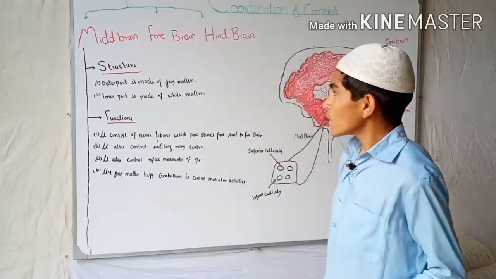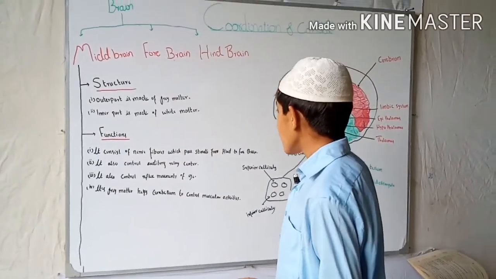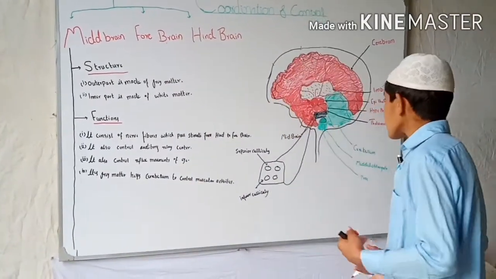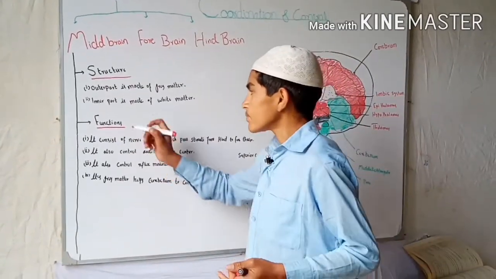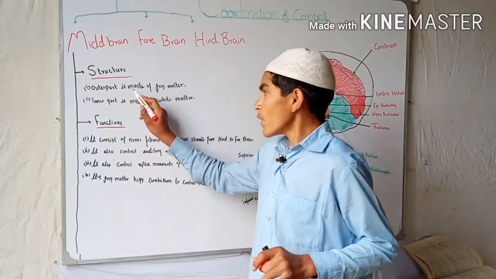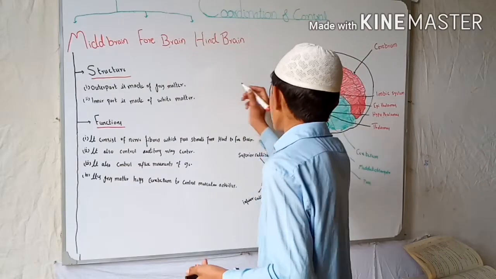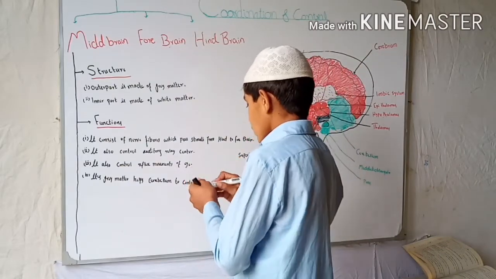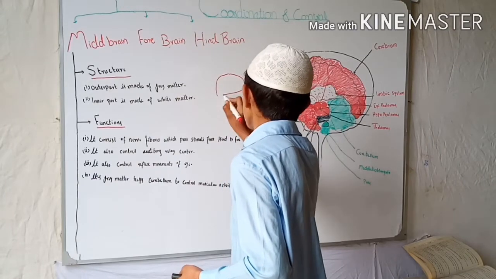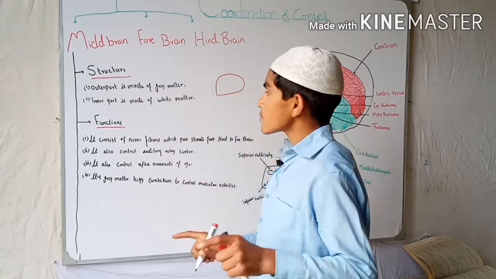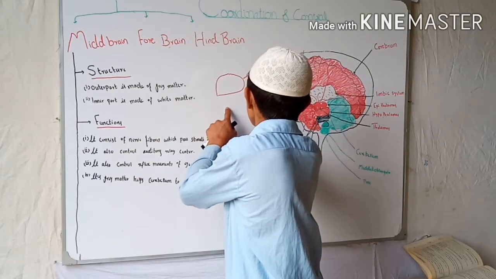Now let's talk about the last part of the brain, the midbrain. It consists of some nuclei. So let's talk about structure first. The outer part is made of gray matter. So I will draw the structure; the midbrain is like this. So the outer part is made of gray matter.